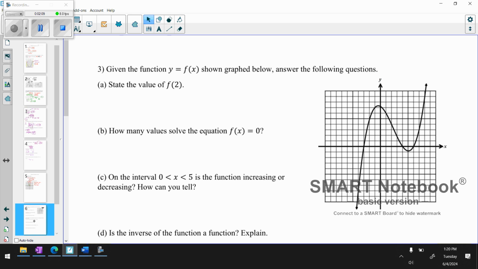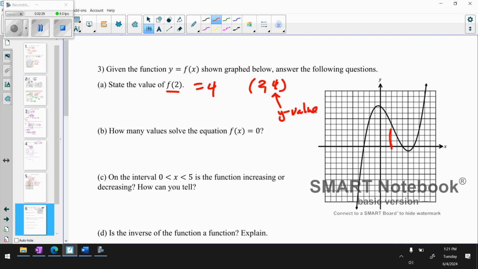All right, so it's given the function showing what's the value of f of 2. Again, so this just means what's the y value when x is 2? So 2, y value 4. So it's really the point 2, 4. You're just telling me what the y value is. That's all it is. Where is the y value 0? So our y value is 0 there. So there, there, there. So you're going to tell me what x values. So how many? So 3.